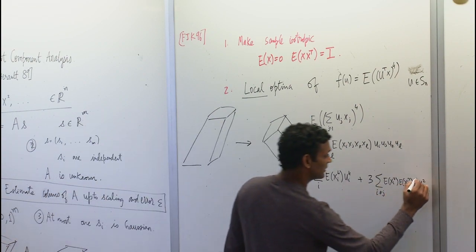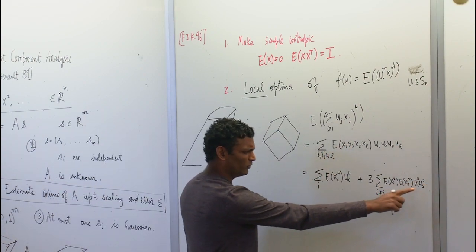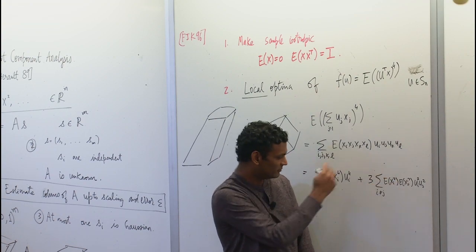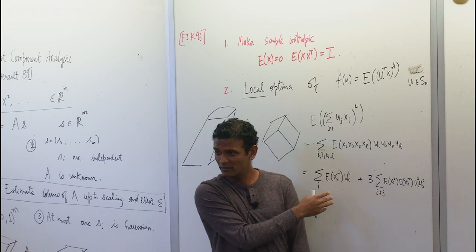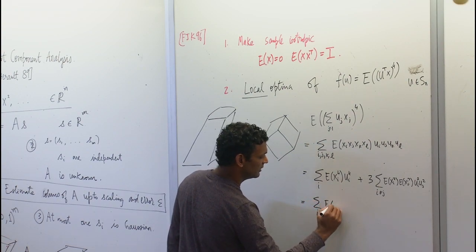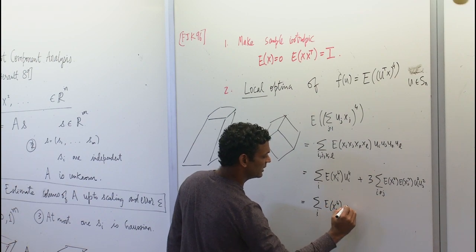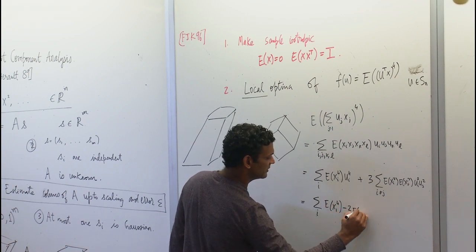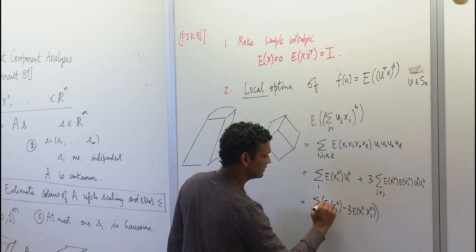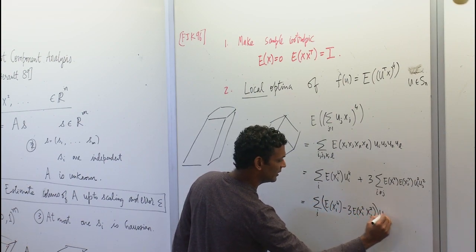Times u_i squared u_j squared. Now you see, this is almost a square. So let's complete the square and put in the other term here. So you get the summation over i of the expectation of x_i to the 4th minus 3 times the expectation of x_i squared x_j squared, times u_i to the 4th.